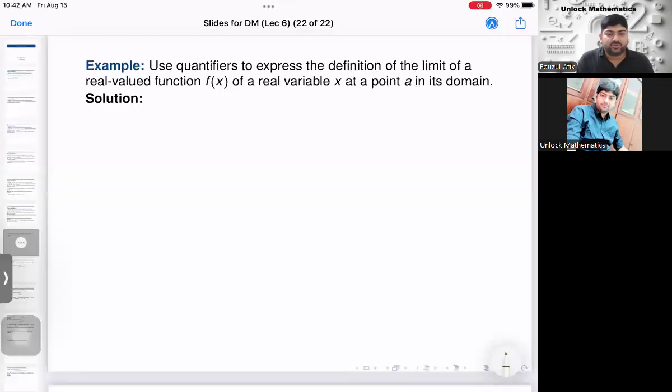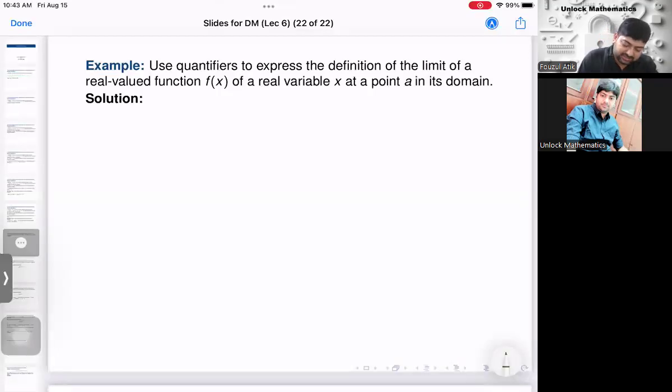The question is, use quantifiers to express the definition of the limit of a real valued function f(x) of a real variable x at a point a in its domain. So this is basically the limit definition. Many of you who have learned calculus a little more must have learned the limit definition, the epsilon delta definition. Even if you have not learned, no problem. I'm going to explain what that is.